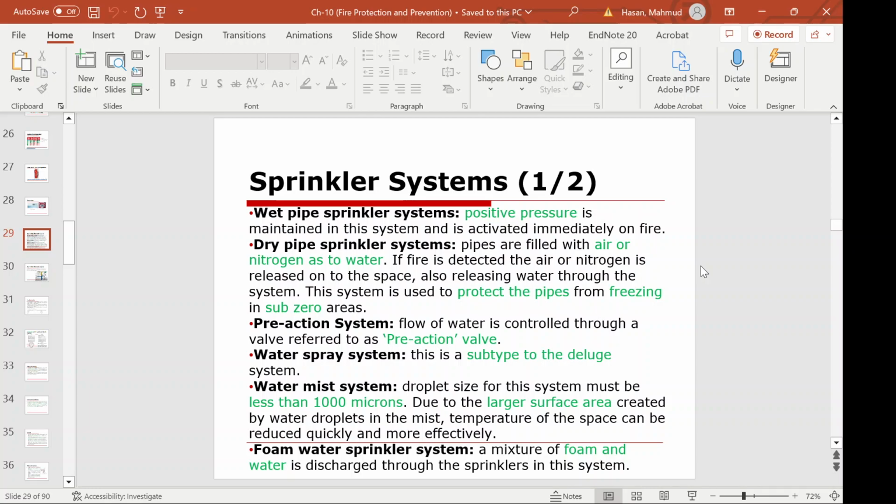So pipes are filled with air or nitrogen instead of water. If fire is detected, the air or nitrogen is released from the space, also releasing water through the system. The system is used to protect the pipe from freezing in sub-zero air.